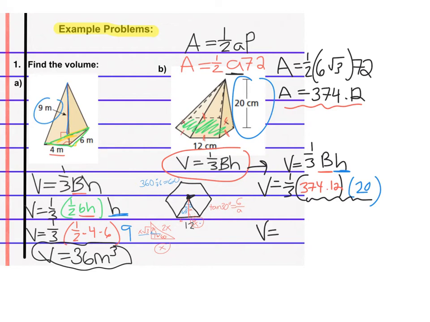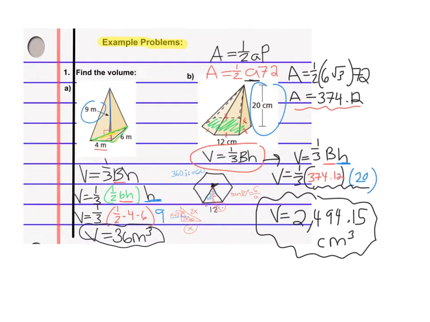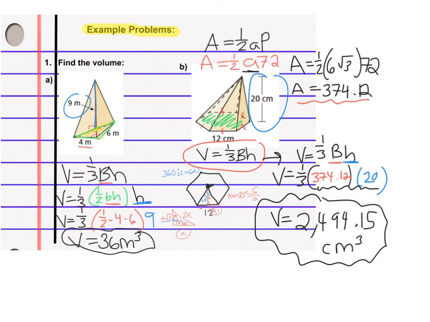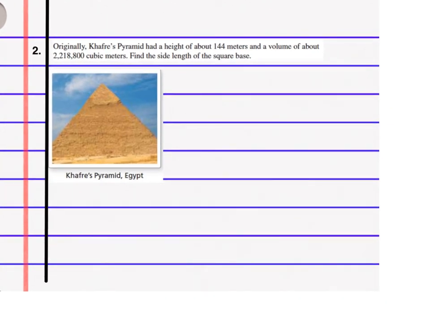And I'm getting 2,494.15 centimeters cubed. And again, on the rounding, I'll understand if you get the process and you're a little bit off, versus it's totally wrong. All right, let's move on to example 2. I think 1B was a tricky one, so definitely go back if you need to.